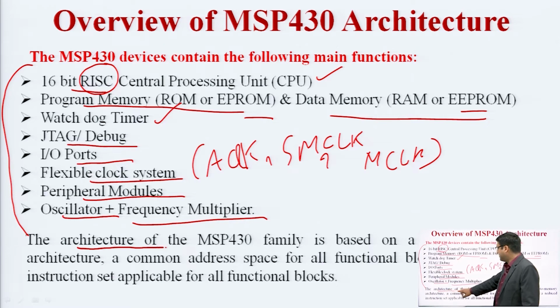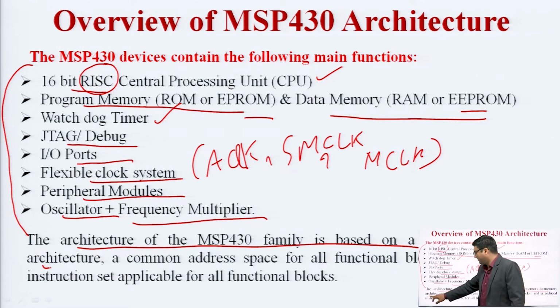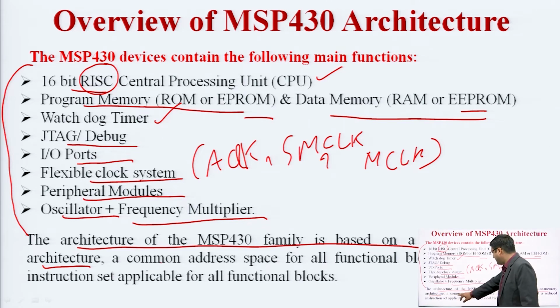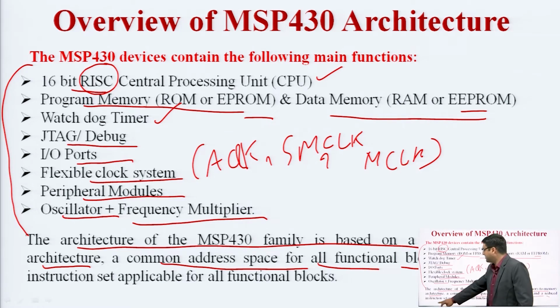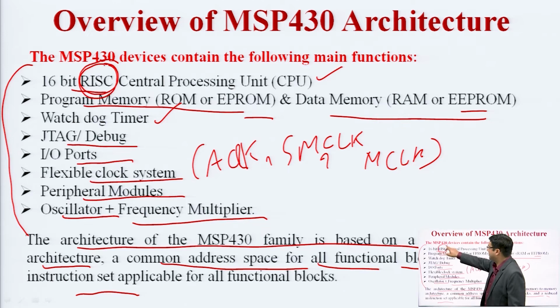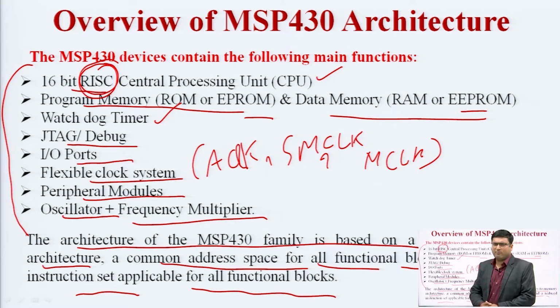Basically, the architecture of the MSP 430 family is based on a memory-to-memory architecture, and there is a common address space. We have seen that there is a common address and data space for all the function blocks, and a reduced instruction set. It is based upon the RISC processor, applicable for all the functional blocks. So whichever member of the family it is, it is based upon the 16-bit RISC processor.